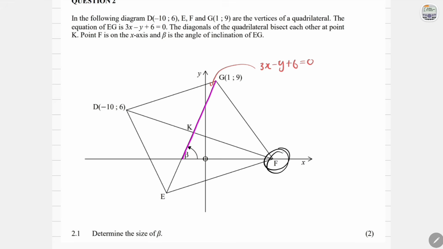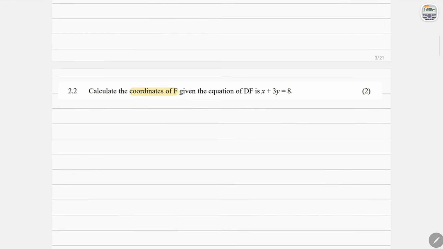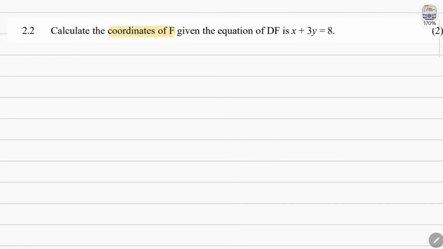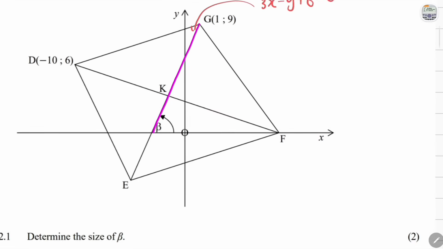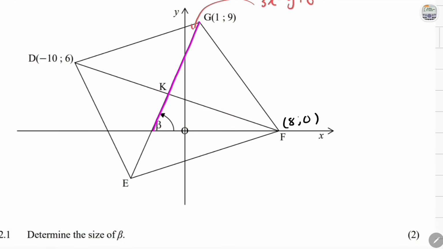F is on the x-axis, meaning this is an x-intercept. To find an x-intercept, you simply make y equal to 0, because on that coordinate, the y value is 0. So we have x plus 3y equals 8, and we're trying to find the x-intercept, so we make y equal to 0. And so that just becomes 0, and x is equal to 8. So it means that that point, F, is actually 8 and 0. So y value 0. You can also make sure you put that down because it's probably going to be helpful.